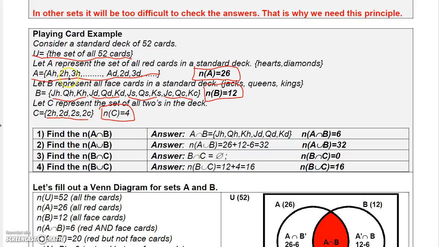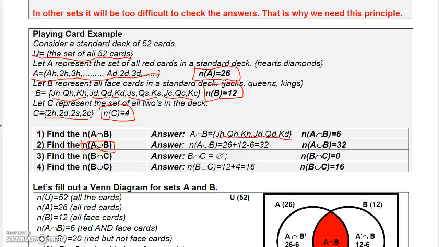Okay, now if I wanted to find the number in A intersect B, that's pretty easy. The number in A intersect B would be all those cards that are red cards and face cards. So the jack of hearts, queen of hearts, and king of hearts are face cards and they're red cards. And so are the jack, queen, and king of diamonds. So the number in the intersection is 6. Well now, suppose I want to know how many cards are either red cards or face cards. Now, or is generally the key word for union, and and is generally a key word for intersection.